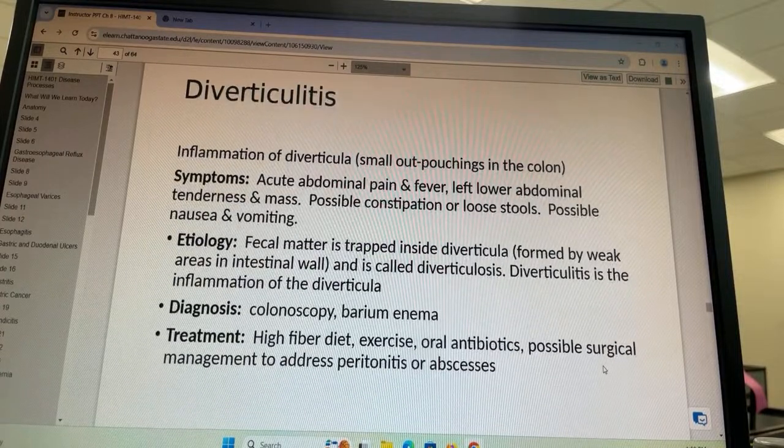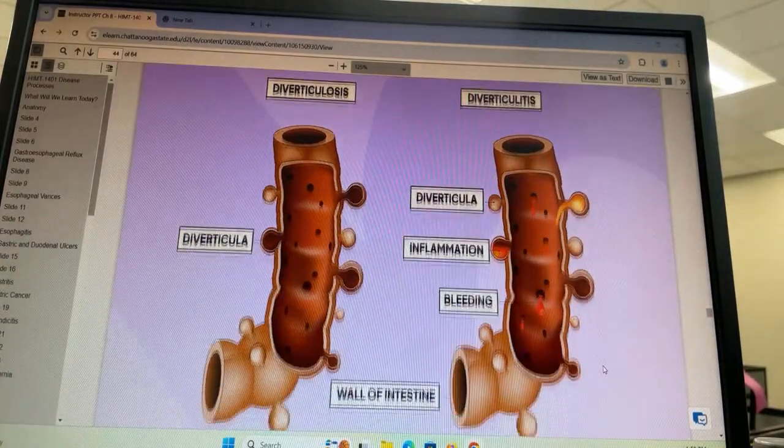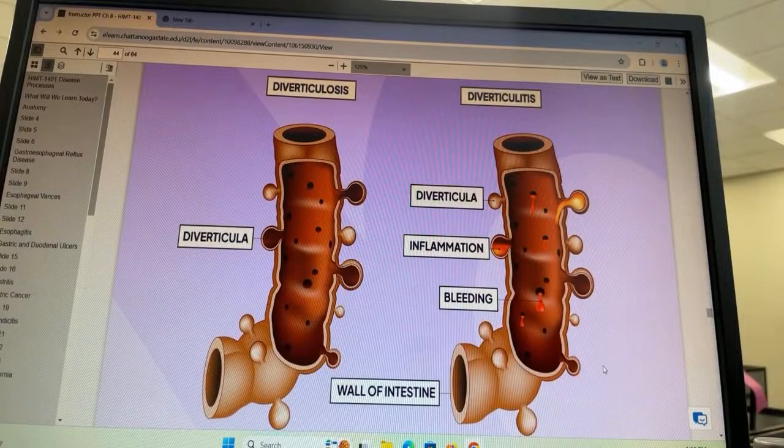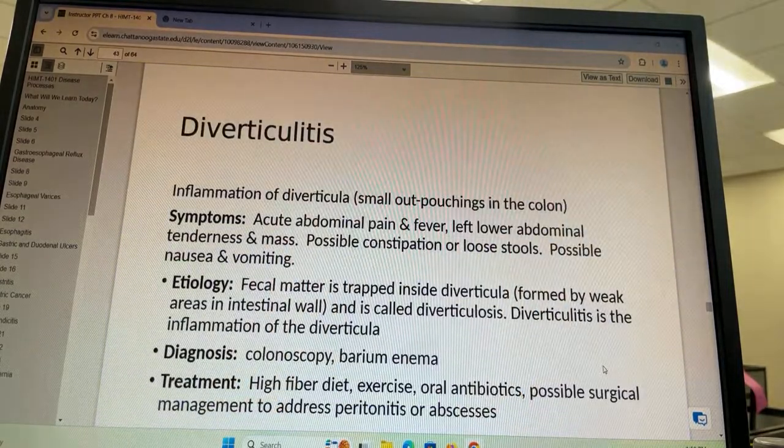So what happens with these is that, like I said, weak areas in the intestinal wall start making these diverticula. That condition itself is called diverticulosis. Just the presence of the diverticula is called diverticulosis. So on the left you can see that, and then on the right, once they become inflamed and potentially rupture, that's called diverticulitis. So an inflammation of the diverticula.